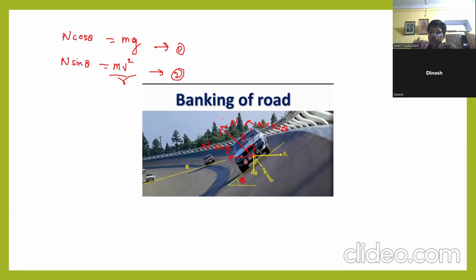So here, let us suppose there is no friction. Then who will balance N sin theta? The component of the normal will balance the centrifugal force, so it will not escape. Even if I divide equation 1 by equation 2, tan theta will be mv square by r by mg.